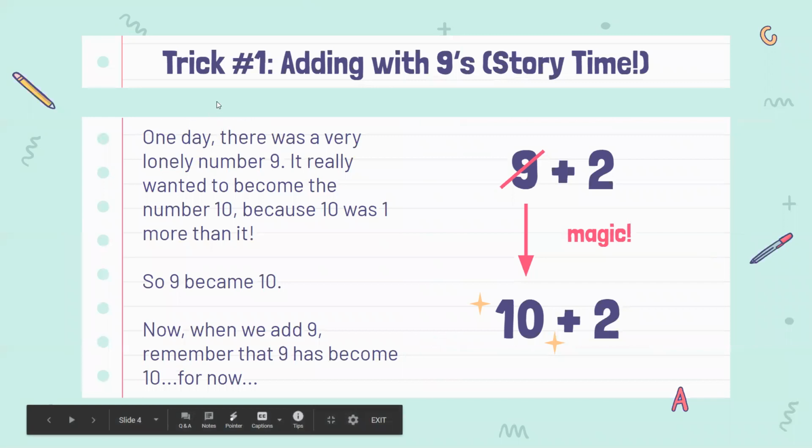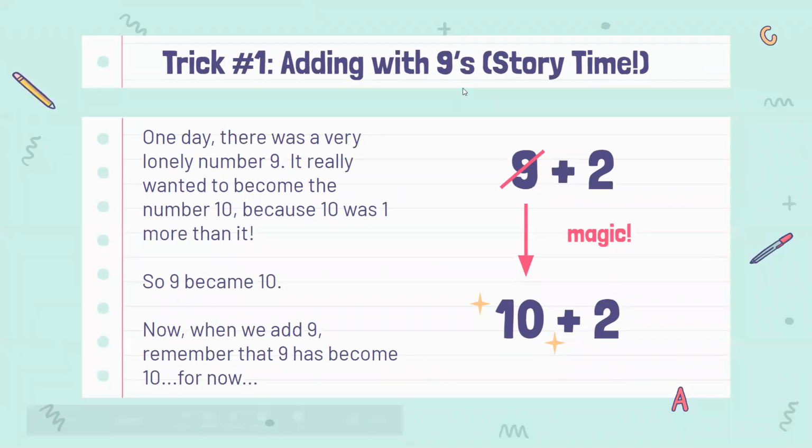Our first trick is called adding with nines, but first, I have a story to tell you. One day, there was a very lonely number 9. It really wanted to become the number 10 because 10 is 1 more than 9. So 9 became 10. Now when we add the number 9, remember that 9 has become 10 for now. As you can see here, 9 has magically become 10.